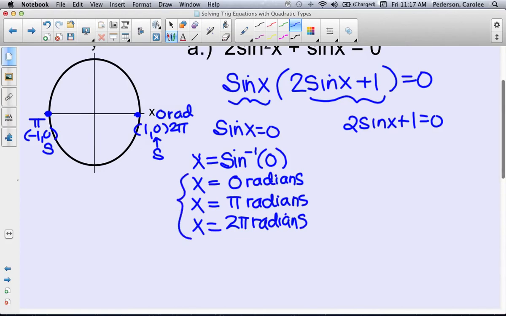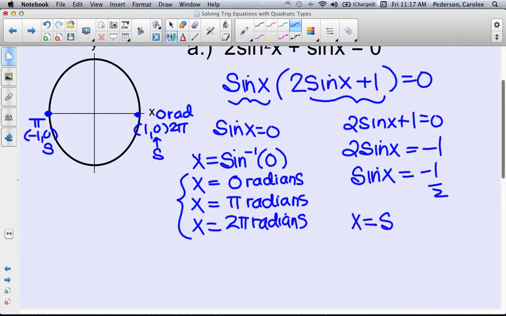Now let's go over to 2 sine of x plus 1. We want to solve this for x, so we do our undoing. We're going to undo that 1, so we'll subtract 1. And then we'll undo the 2, so we will divide both sides by 2. So we get the sine of x equaling -1/2. Now we use inverse trig, the sine inverse of -1/2, and we want to find the angles.